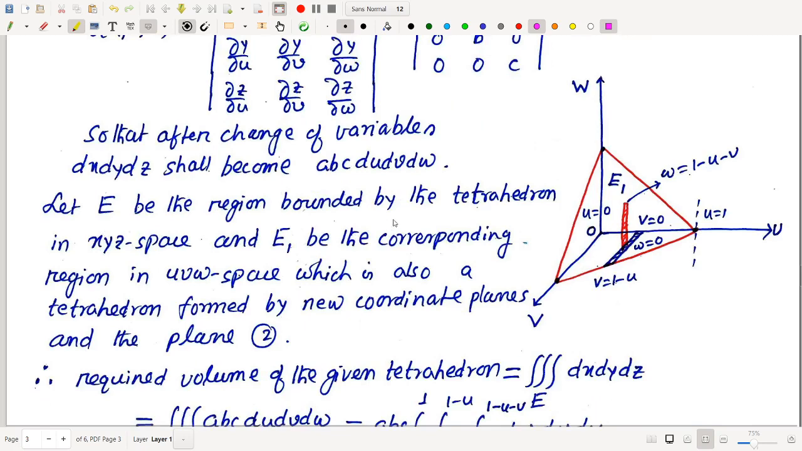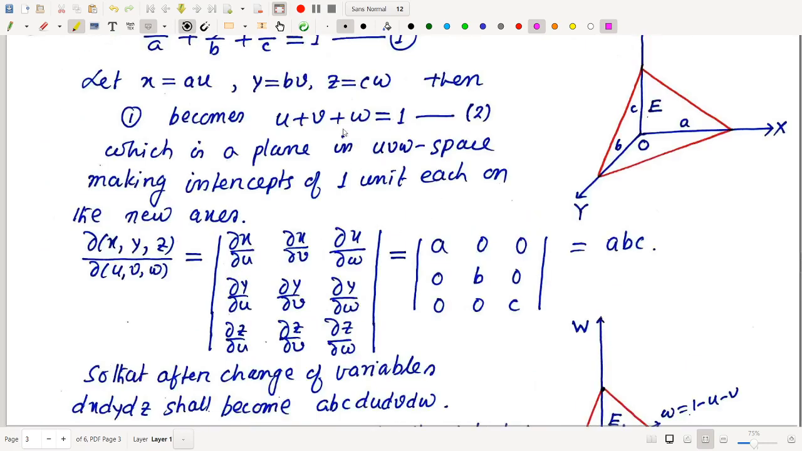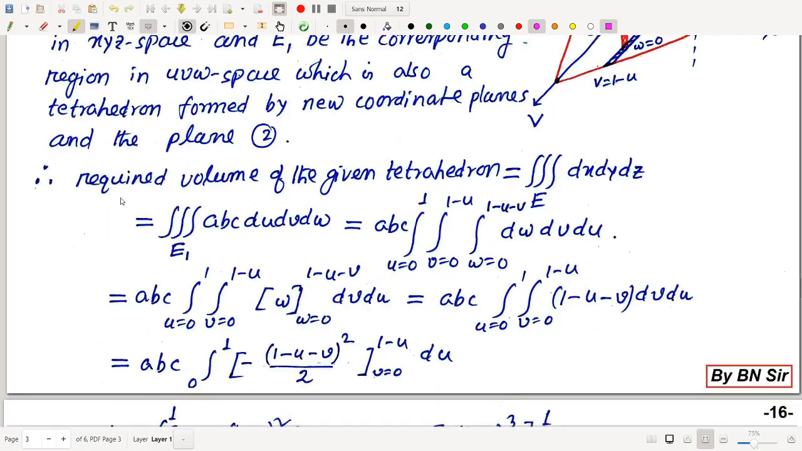Now let E be the region bounded by the tetrahedron in xyz space, and E1 be the corresponding region in uvw space, which is also a tetrahedron formed by the new coordinate planes, the u plane, v plane, w plane, and the plane number 2. This is plane number 2, a simpler plane. Therefore, the required volume of the given tetrahedron is equal to the triple integral over E of the function 1. When the function is 1, dx dy dz becomes volume, we know.